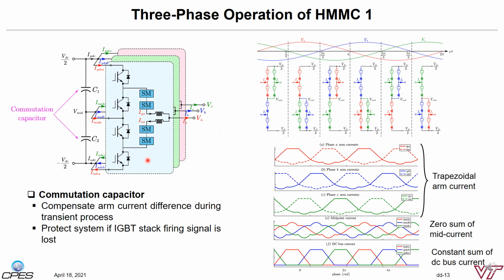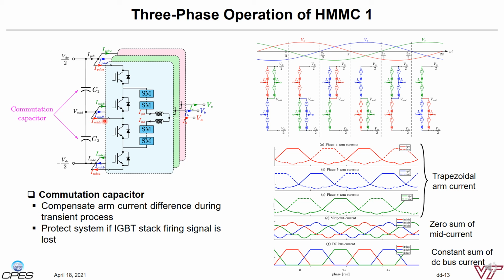As we can control the arm current, we can also control the current flowing to the neutral point. For a three-phase system, the neutral points of the three phase legs are tied together. The total current that flows into the neutral point can be controlled at zero all the time due to the balanced energy among three phases.